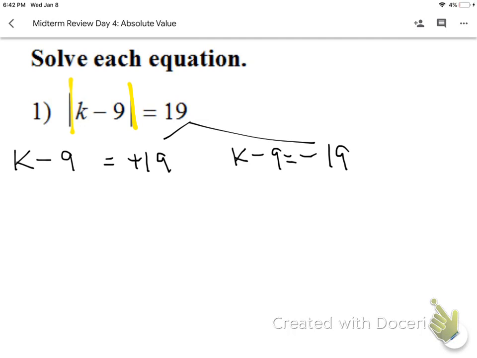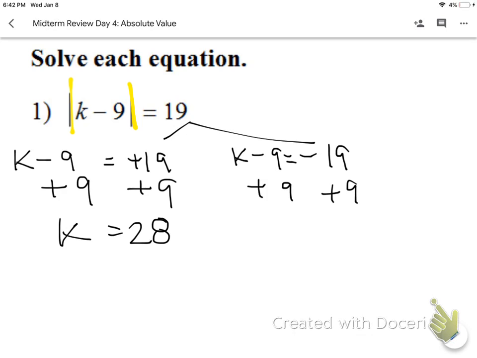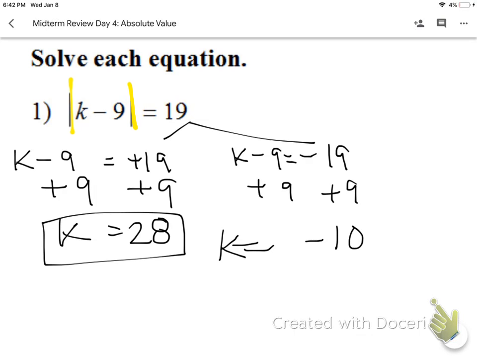To solve for k, if we've got a minus 9, we have to do the opposite, so plus 9. So 19 plus 9 gets us 28. Our first one's 28, and on the flip side, I'm going to add 9 to both sides, and negative 19 plus 9 gets us negative 10, excuse me. So my two answers here are k equals 28 and k equals negative 10.